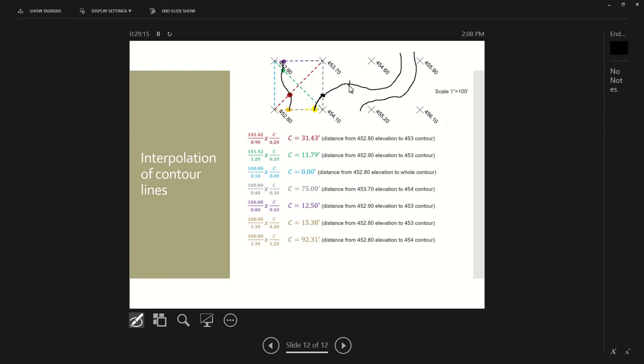So like I said, this is the 454 elevation. You're going to have to label your contours, and you always label it on the contour. So this is 453. This one here, if I did the interpolation, I could figure out that this one was 455. Okay, so that's how that works.